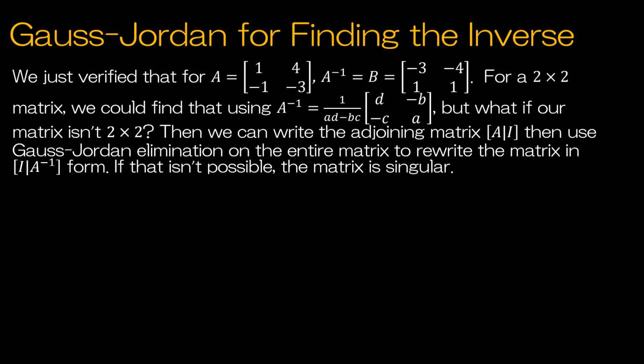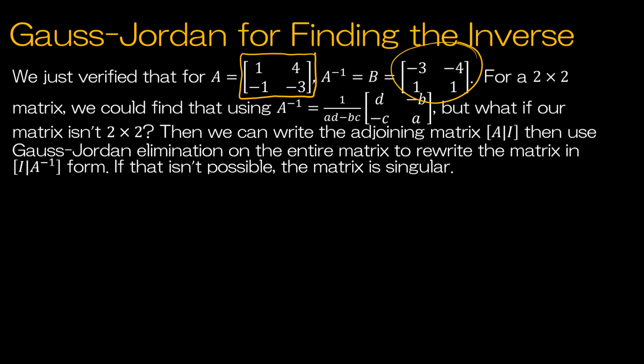In our last example, we verified that if we multiplied A times B, we did get the identity matrix. And in the example before that, we talked about a way to find the inverse of a matrix. But what if we don't have a 2 by 2 matrix, or we don't want to use that inverse matrix formula? So we're going to start with a 2 by 2 just because the process is easier on a 2 by 2 matrix. But what we can do, and again, I'm going to start with matrix A, and I'm going to find the inverse. Now, we already know the inverse is B, but we're going to arrive at that using Gauss-Jordan elimination.